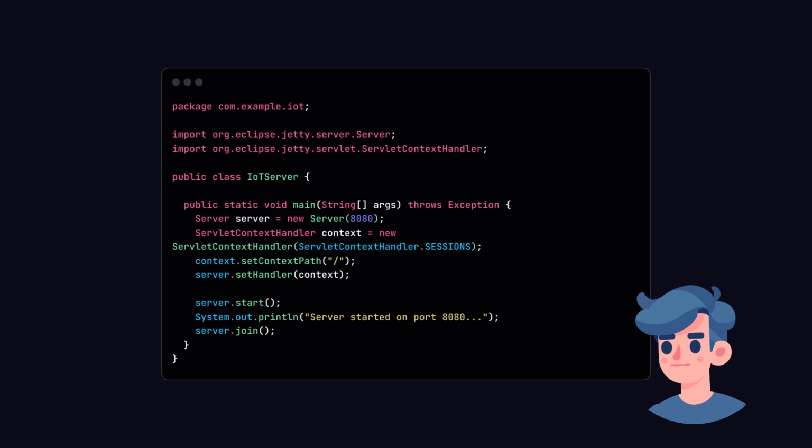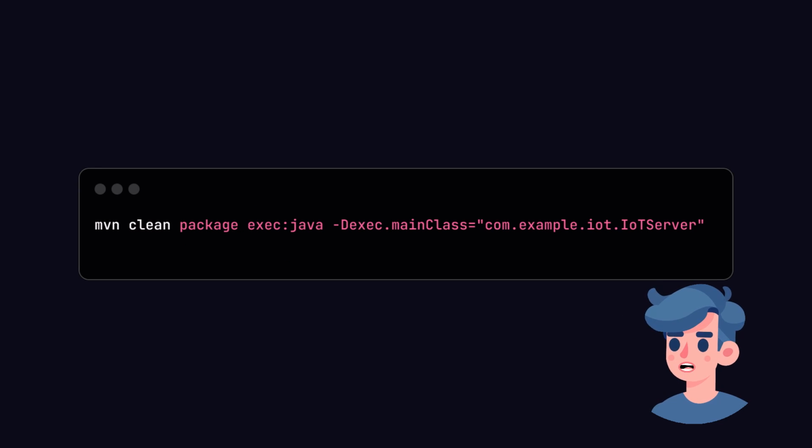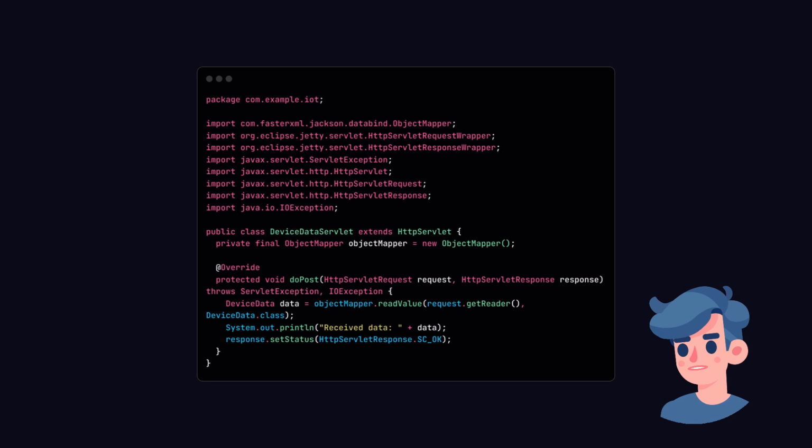Now that we've set our dependencies, let's create a simple HTTP server. We'll create a new Java class named IoTServer. This server will handle incoming requests from IoT devices. Let's run our server using Maven. In the terminal, enter the following command. You should see a message that the server has started.